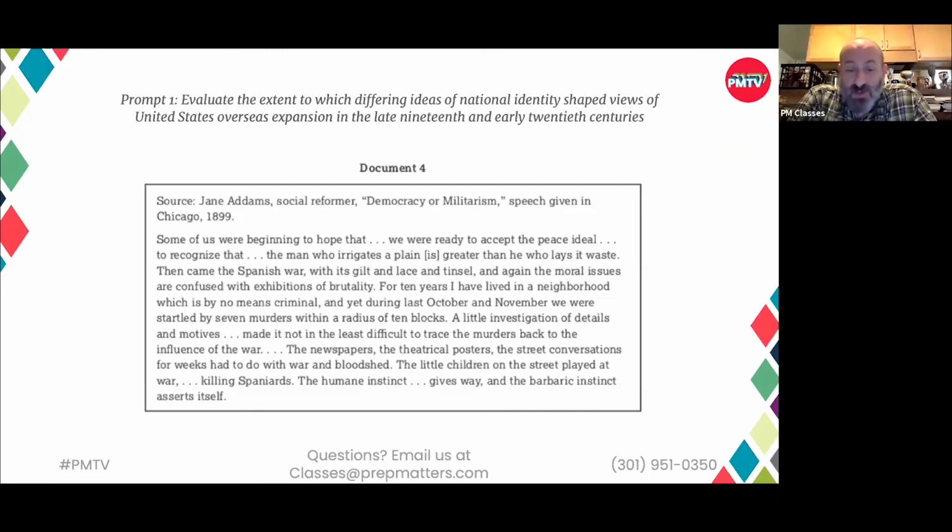Then came the Spanish War with its guilt and its lace and tinsel. And again, the moral issues are confused with the exhibitions of brutality. For 10 years, I have lived in a neighborhood which is by no means criminal.